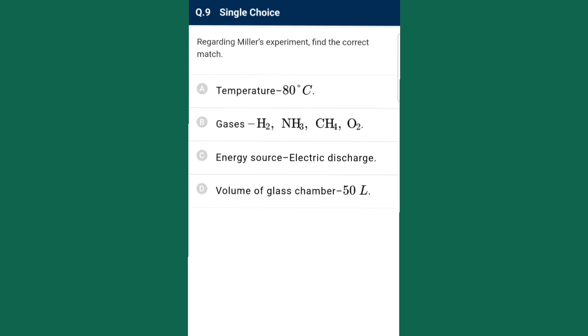Question number 9. Regarding Miller's experiment, find the correct match. The experimental proof of theory of chemical evolution was given by Urey and Miller in the year of 1953, who created primitive atmospheric condition in the laboratory by using electric discharge in a closed flask containing methane, hydrogen, ammonia in the ratio of 2:1:2 ratio and water vapor at 800 degrees Celsius. So the answer for this question is option C. Regarding Miller's experiments, the correct match is energy source, the electric discharge.